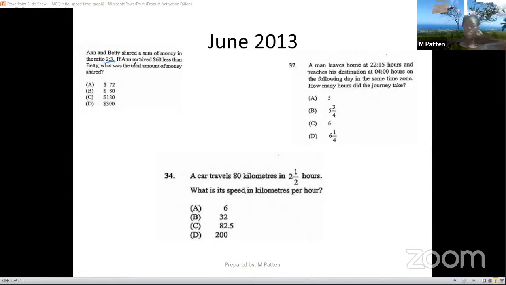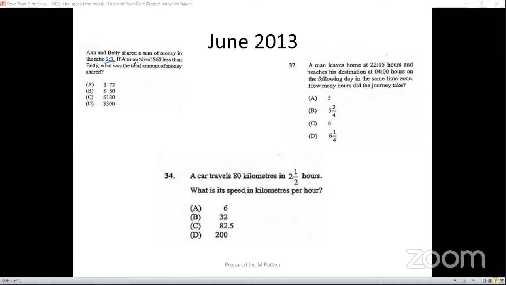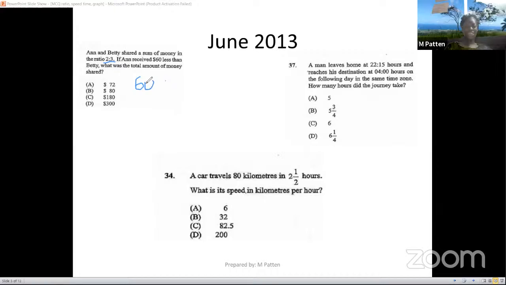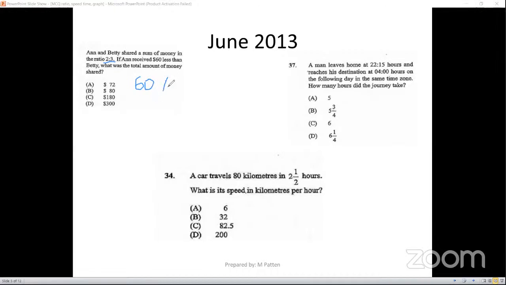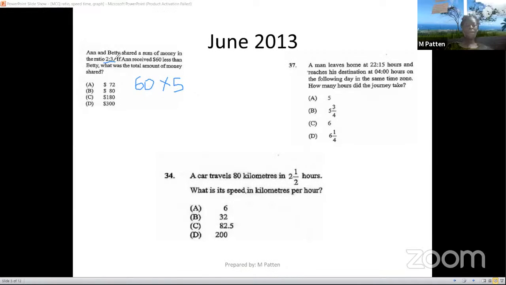And they want the total amount of money shared. What are we going to do to get that? Multiply 60 by 3? No, the total parts is 5, 2 plus 3 is 5. And we said that 1 part is actually equal to 60. So it's going to be 5 times 60, and that is 300.